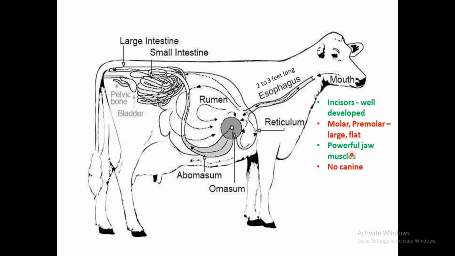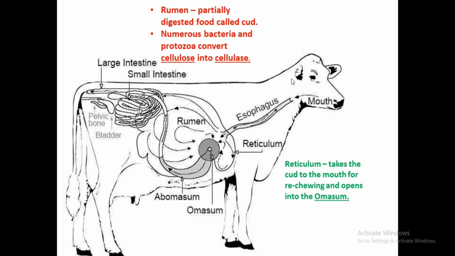Now, when the mouth chews the food, it gets into the esophagus. I told you earlier, right? The esophagus is about 2 to 3 feet long. From the mouth, the food gets into the chamber called the rumen. This is the rumen, the largest chamber, and this rumen is the one which distinguishes the herbivore's digestive system from other animals' digestive system.